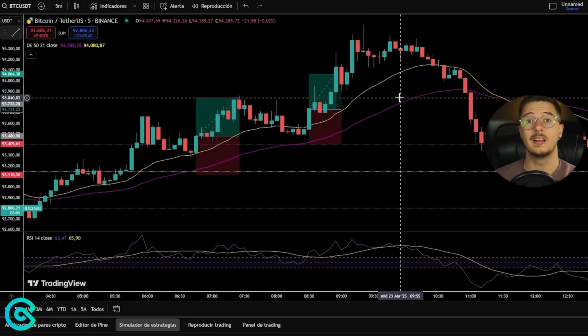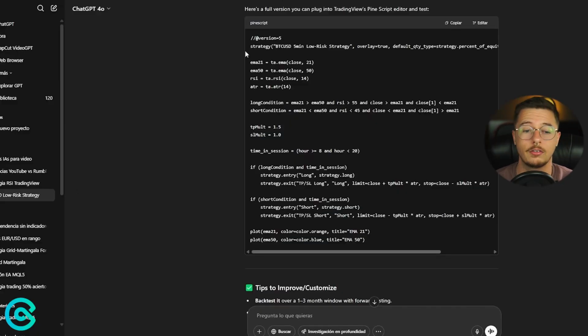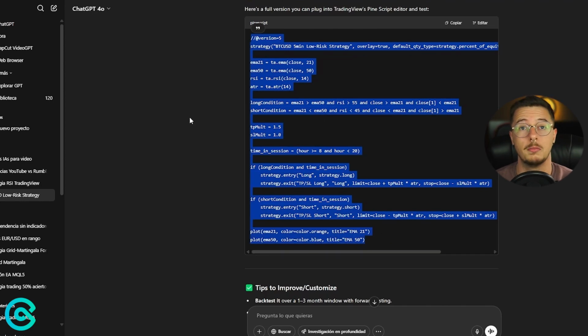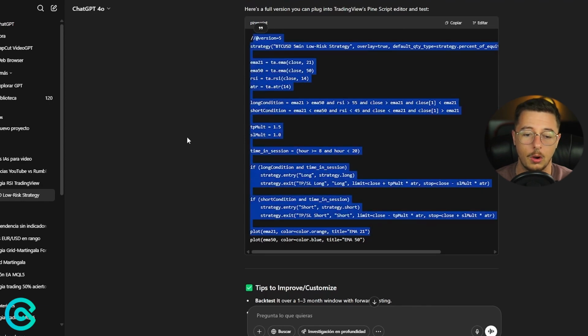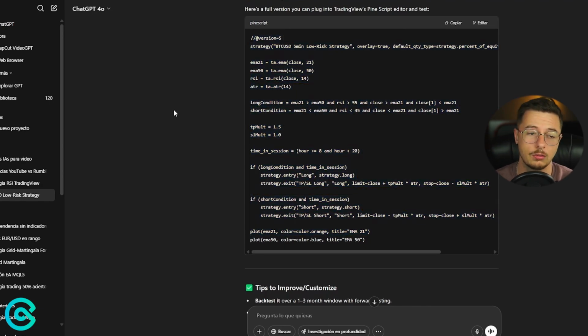But not only that, like I said at the start of the video, I backtested this trading strategy to show you the complete results, and I did this thanks to ChatGPT because I asked it to program the strategy for PineScript. You know, PineScript is what TradingView uses in its editor. So as we can see here, we have the full version. You can stop the video and copy it if you want to paste it in your TradingView.